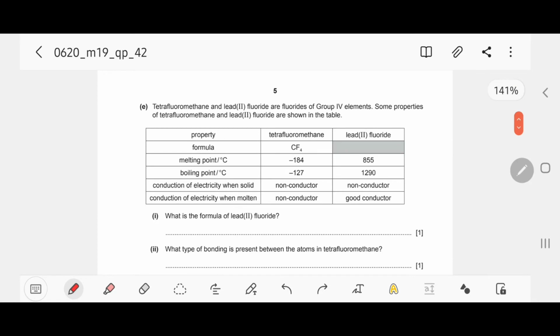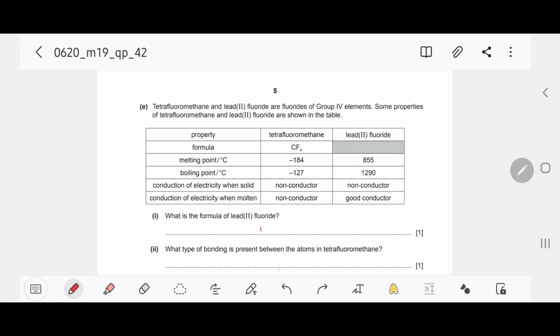So this part E: tetrafluoromethane and lead-2 fluoride are fluorides of group 4 elements. Some properties of tetrafluoromethane and lead-2 fluoride are shown in the table. Okay, so part 1, what is the formula of lead-2 fluoride? PbF2, it will be the formula of this one. Yes, this will be the formula.